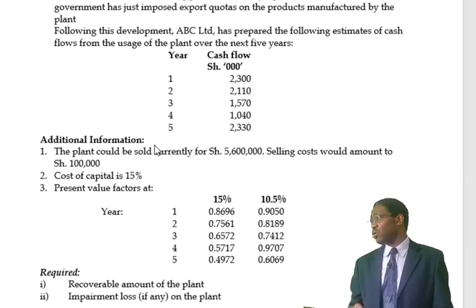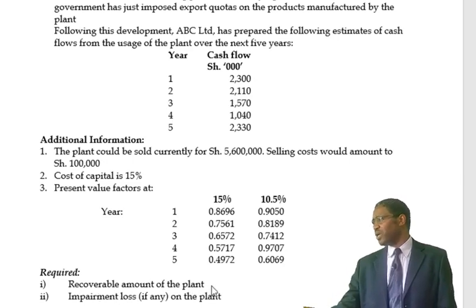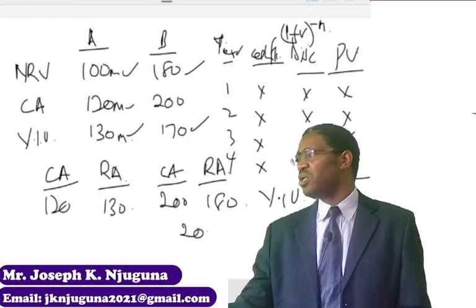So let's go on. After that, they are telling you to calculate the recoverable amount of the plant. That's number 1. Number 2, impairment loss, if any, on the plant. So that's what I want us to do now.